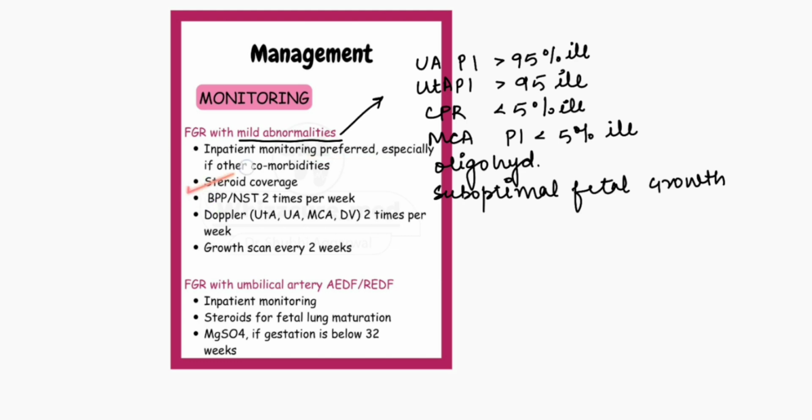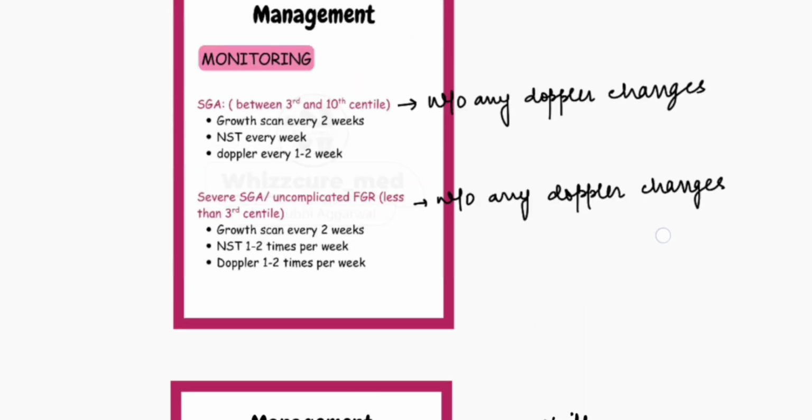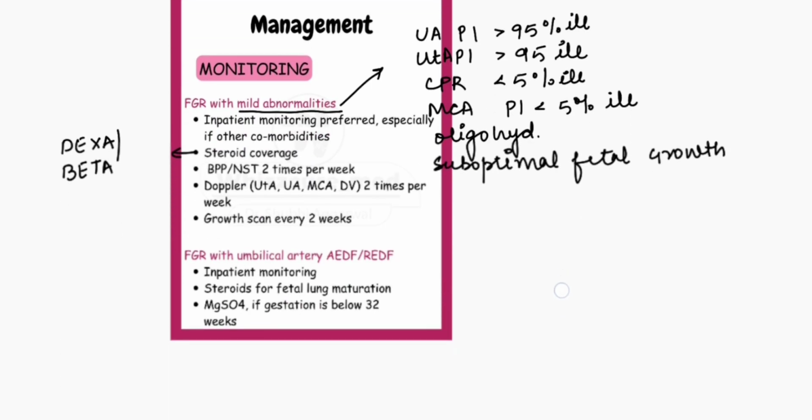Now we will cover the patient with the steroids. We can either give dexamethasone or betamethasone. Then NST 2 times per week. In the earlier one we were doing NST 1 to 2 times per week. Then again Doppler 2 times per week and growth scan every 2 weeks. Now see, growth scan we are doing every 2 weeks in either one.